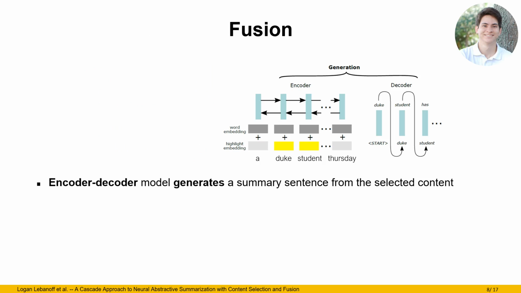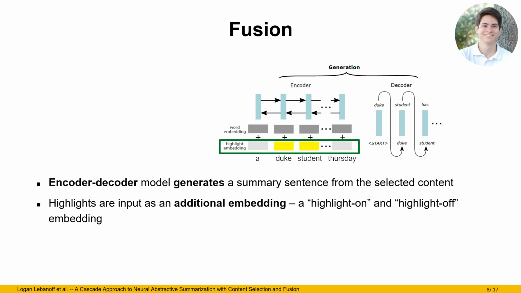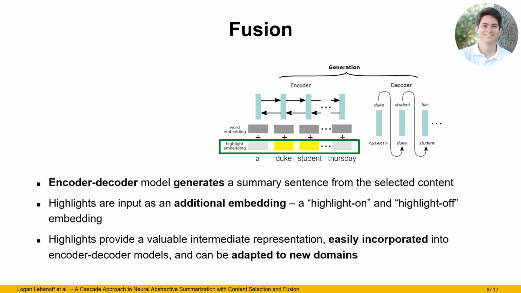Next, these are sent to the fusion model. We use an encoder-decoder model, which generates a summary sentence from the selected content. The way we input the highlights is using an additional embedding. So there are two choices for the highlight embedding. It can be a highlight on or a highlight off embedding. The advantage is that it provides a valuable intermediate representation. It can be easily incorporated into encoder-decoder models like this and can be adapted to new domains.